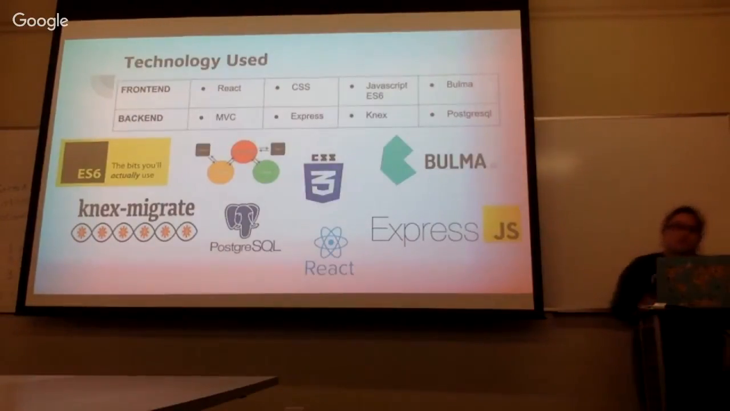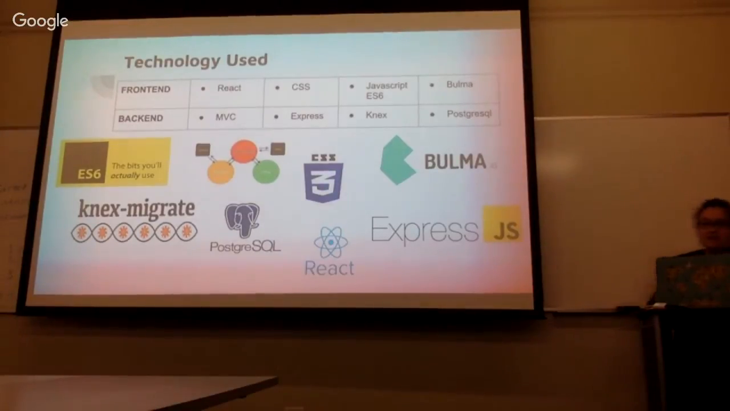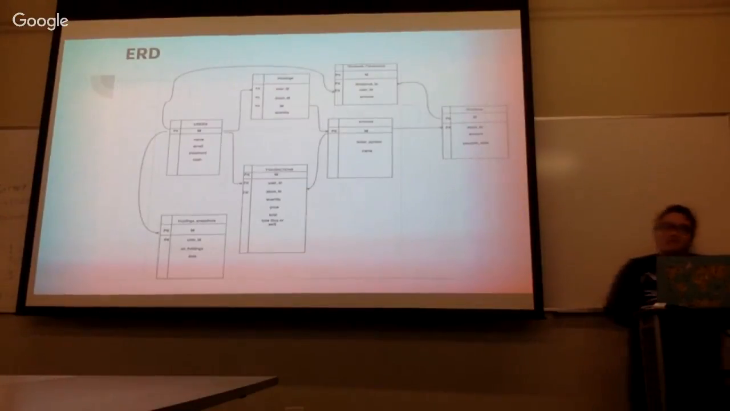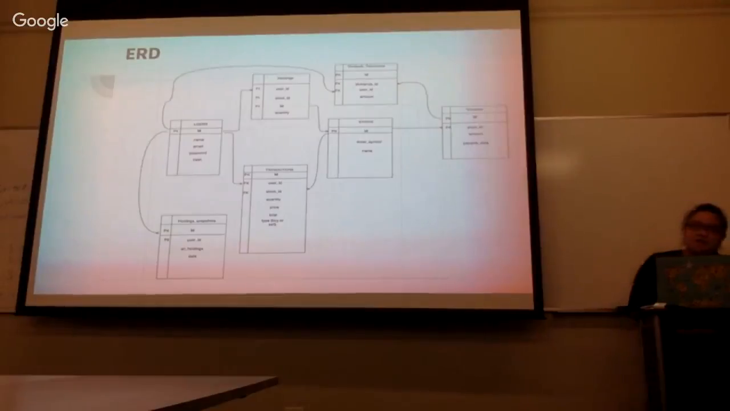The technology used here: for front end, we use React, CSS, ES6, Walmart. Back end, MVC, Express, Knex, and Postgres. This is my ERD, my schema. The dividend transactions, dividends, is not used. It will be a future feature.